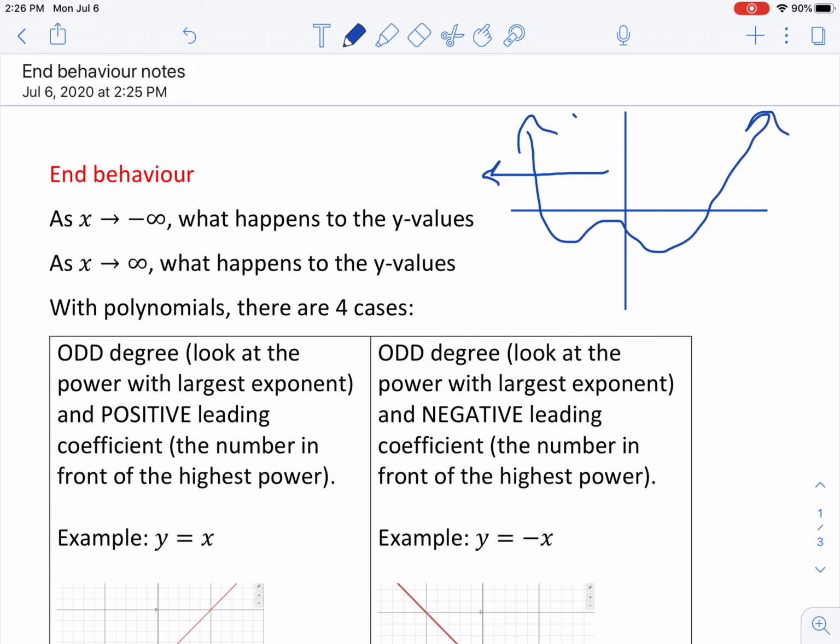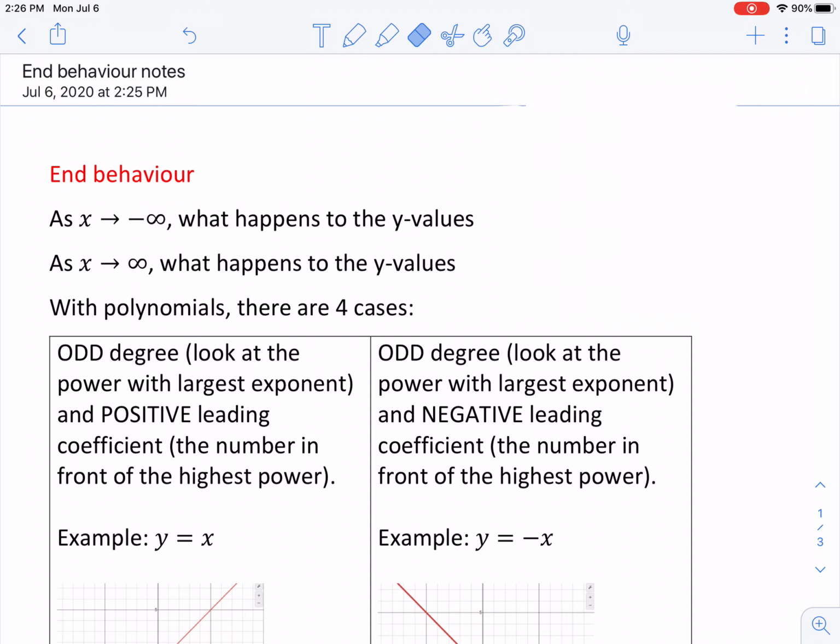In this case, it's getting larger and larger and also approaching infinity. And as x gets bigger and bigger, so as it goes further and further over the graph to the right, what's happening with the y? Well, in this case, again, it's going off to infinity. So there's a little bit of new notation that you have to learn, but the good news is there's only 4 different cases that you have to learn.